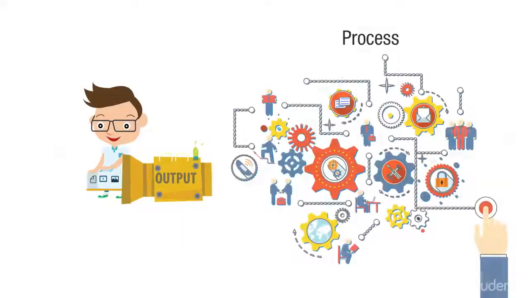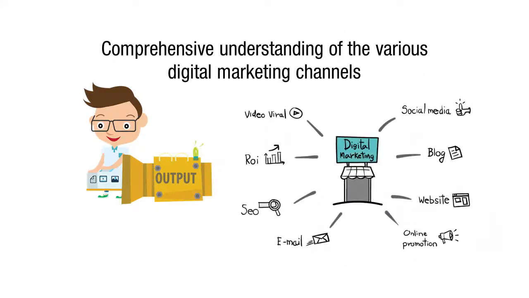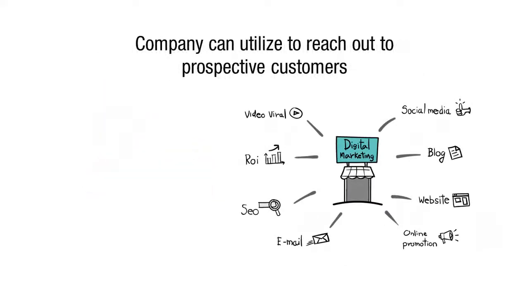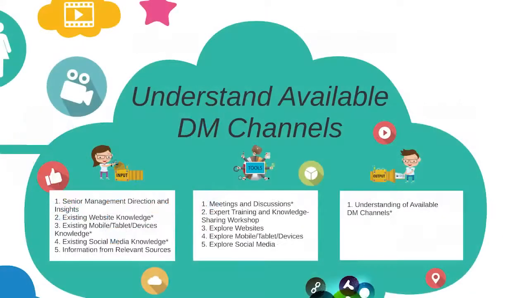The output of this process is a comprehensive understanding of the various digital marketing channels the company can utilize to reach out to prospective customers. This figure shows the inputs, tools, and outputs for the Understand Available DM Channels process.